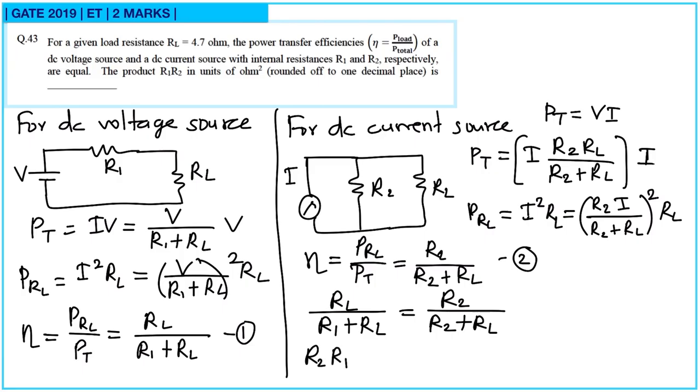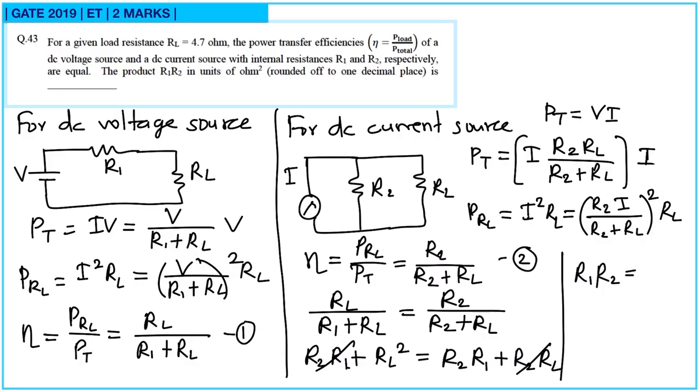That means R2 into R1 plus RL is equal to RL into R2 plus RL. So this will cancel out. So RL square is equal to R1 R2. R1 R2 is equal to RL square, and RL is given as 4.7. So the square of 4.7 is 22.09, which is roughly 22.1, because we have to round it off to one decimal place. So the answer will be 22.1.